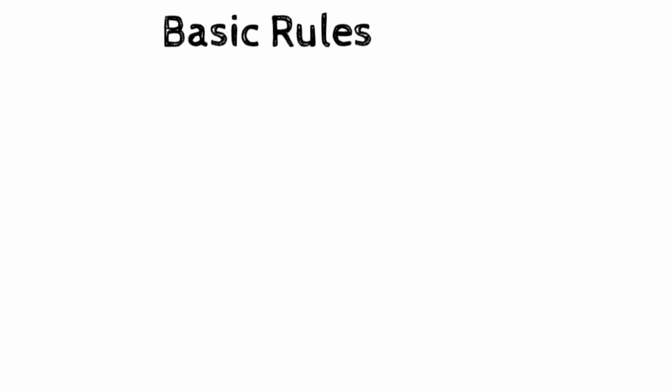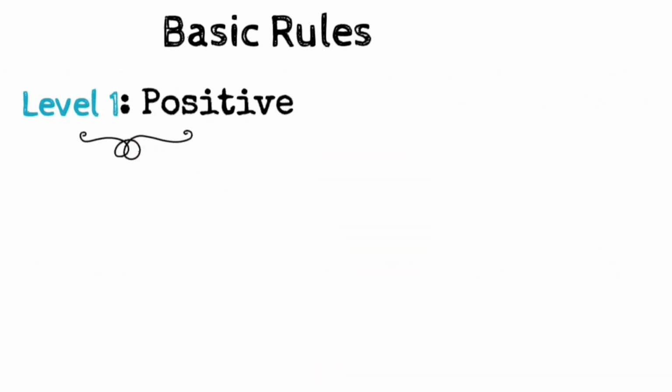Now let's take a look at the basic rules. An adjective has its levels. Level 1, positive adjective. For example, tall. Tall is an adjective that is in its original form. It means that we do not add or change anything to it.